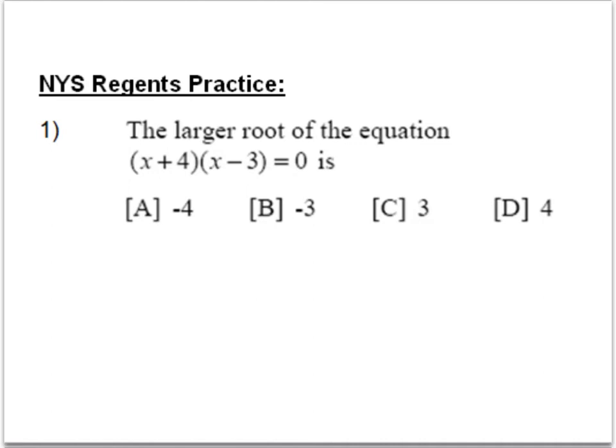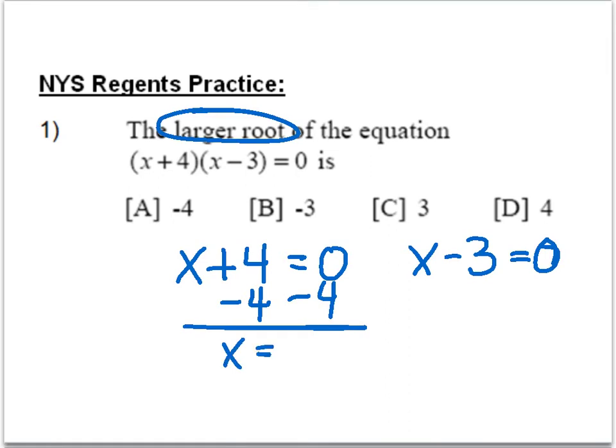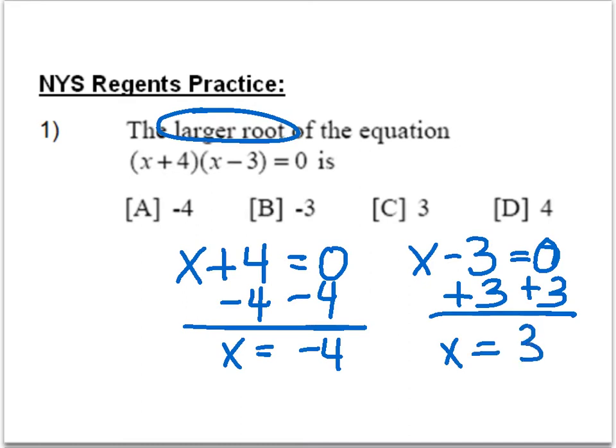Here's a Regents practice question. It's asking for the larger root of this equation. And so they've already factored it for me. They are looking for me to set both of these equal to 0 and find the bigger value. Well, this comes out to be a negative 4. And this one, x equals 3. So 3 is the larger value, choice C.